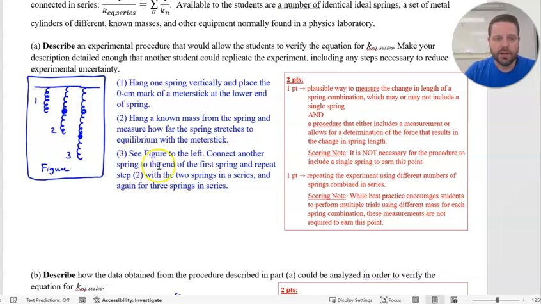As seen in the figure to the left, we're going to connect then a spring end to end with the first spring and repeat step 2 with 2 springs in a series and again for 3 springs in a series.